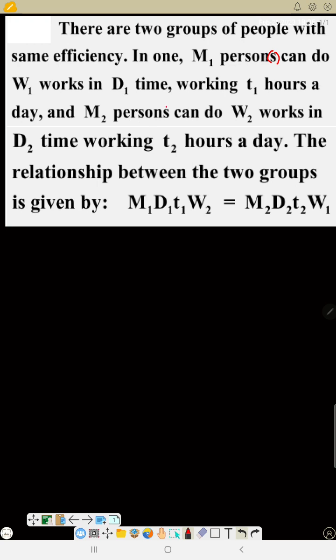And M2 persons can do W2 work in D2 time, working T2 hours a day. The relationship between the two groups is given by this: M1 D1 T1 W2 equals M2 D2 T2 W1. So instead of W1, it is now W2, that is the one that will change there.